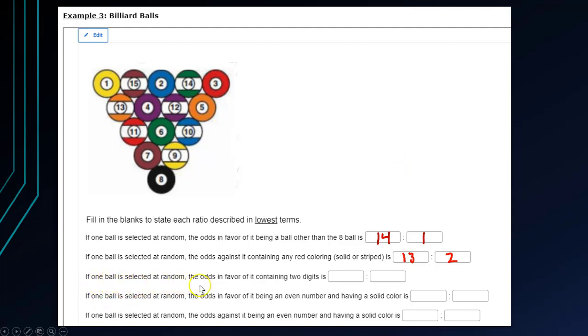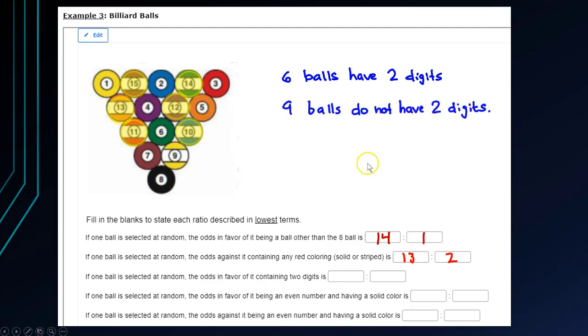If one ball is selected at random, the odds in favor of it containing 2 digits is. So I'm going to see the ones that have 2 digits to it. So 15, 14, 13, 12, 11, and 10. There's 6 balls that have 2-digit numbers on them. That means that there are 9 balls that do not have 2 digits. So it says the odds in favor of it containing 2 digits. I'm going to look for the number that have 2 digits to those that do not. So it's going to be a 6-to-9 ratio if it's in favor. If it was odds against, it'd be a 9-to-6.